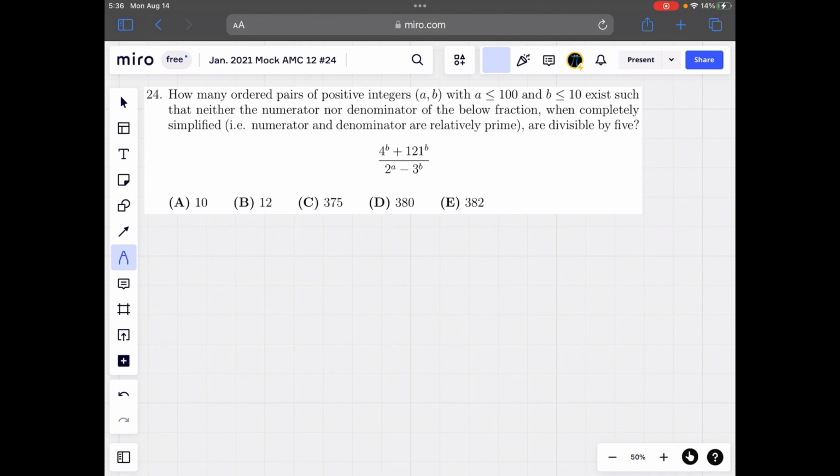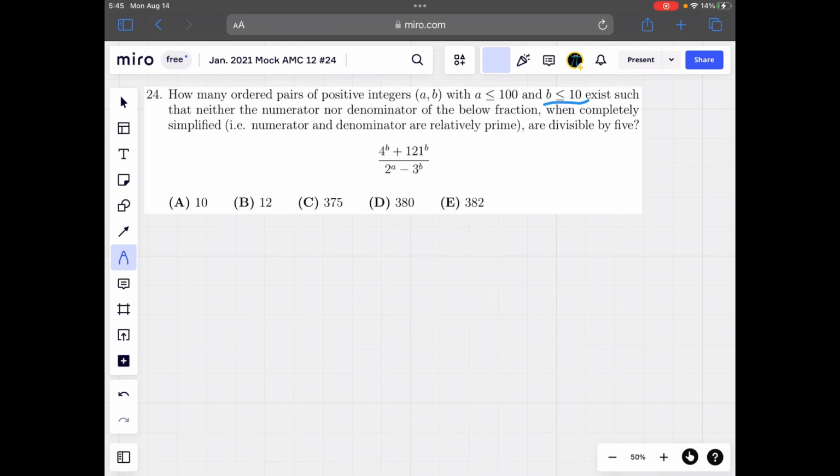We just have to find when both the numerator and denominator, 4 to the b plus 121 to the b, and 2 to the a minus 3 to the b, have the same number of factors of 5. In other words, the largest power of 5 that divides them is the same. The searching space we're given for b is relatively simple in itself, as b is less than or equal to 10. And we want to know whether the numerator and denominator are divisible by 5. So we use mod 5.